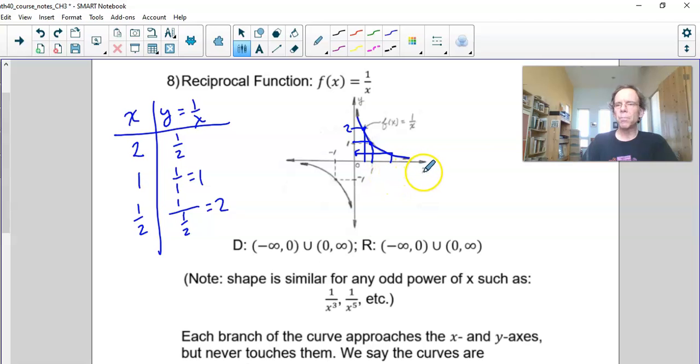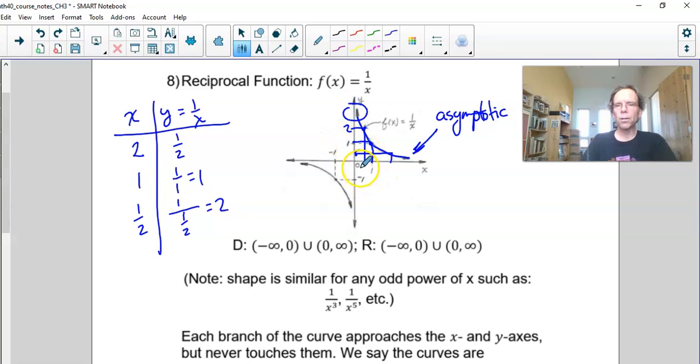If you put in 1,000,000, you get 1 over 1,000,000. So it never really touches the x-axis. We say that the graph is asymptotic, spelled like this. That's a T. Asymptotic. That means the curve gets closer and closer and closer to another curve, but never touches. It's asymptotic to the x-axis, and it's asymptotic to the y-axis.